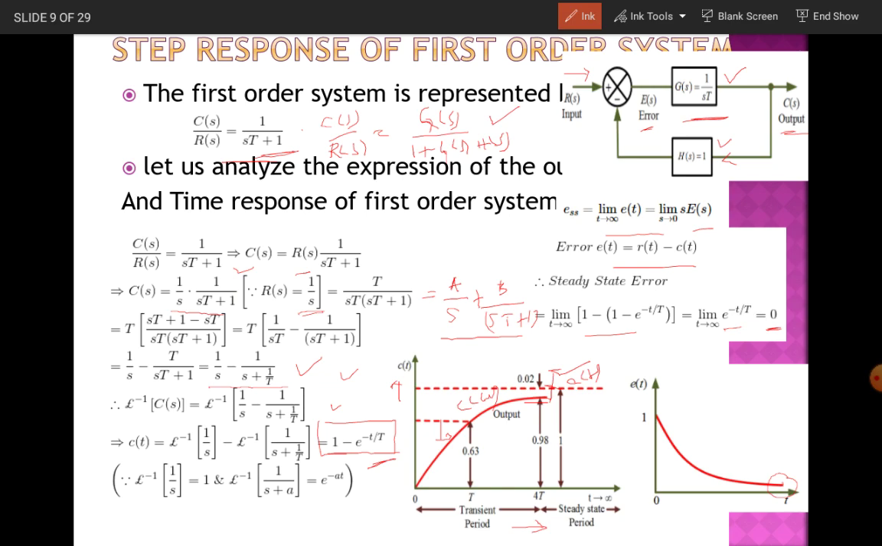Initially the error is maximum, then it decays and finally reaches the steady state. So once the output reaches the final steady state value, the error becomes 0. Or in some systems there may be a steady state error also. So yeah, the error may not become 0 in that case. Okay, this is the response of a first order system.